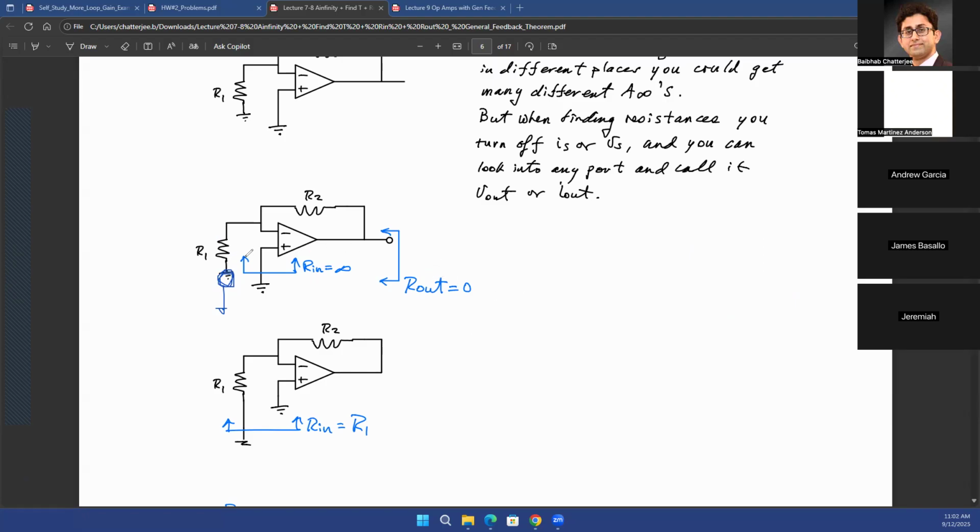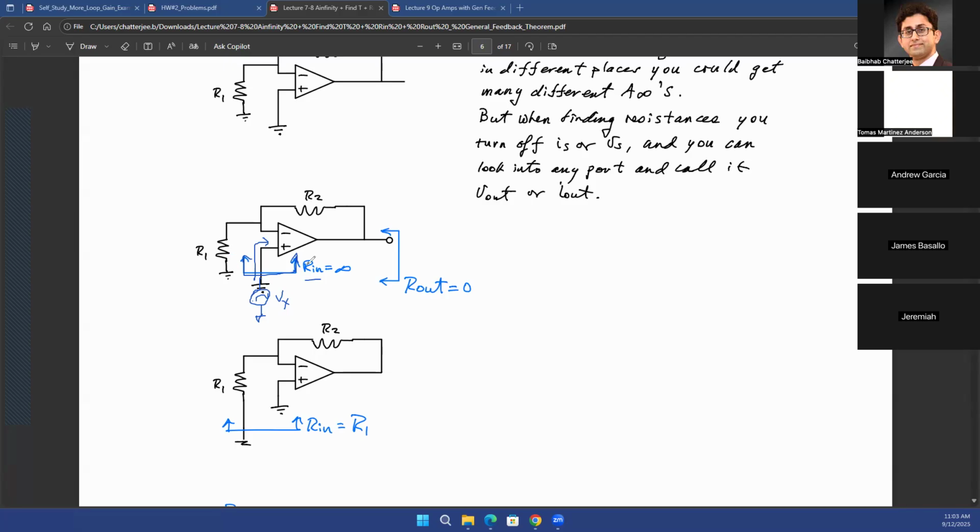Okay, so if you want to find out the Rin at this terminal, for example, what are you trying to find out? You're trying to find out what happens if I put a voltage source at this point. So let's get rid of the other voltage source first, because we don't want the circuit to get confused with multiple voltage sources. So let's say I connect one test voltage source over here, let's say Vx. What I'm trying to find out is how much current goes out of Vx and goes into the op-amp's positive terminal. So how much is that current?